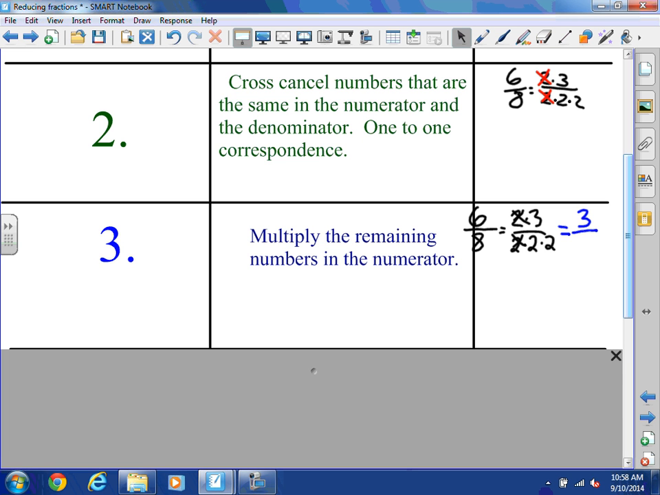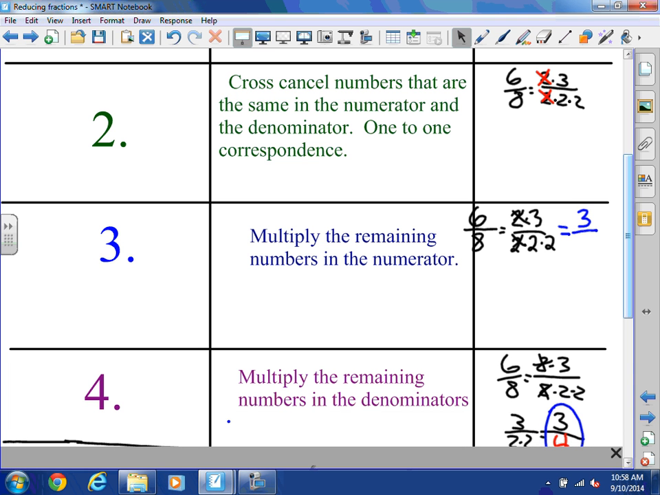I bet you could guess what the next step would be. The next step would be to multiply the remaining numbers in the denominator. Now in the denominator, I had 2 times 2, so I just multiply. 2 times 2 is 4. And now my fraction is written in its simplest form. The answer is 3/4. So 6/8 is reduced to 3/4.